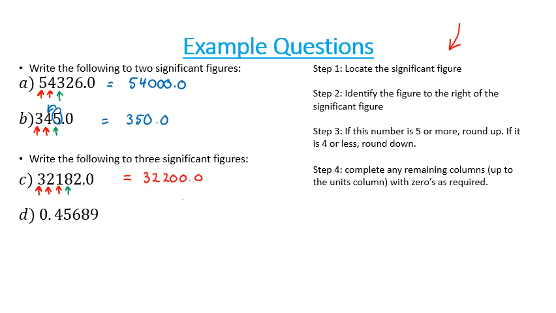Let's try it for our last question. It says, write the following to three significant figures. Let's identify them. Here's our first, here's our second, here's our third, which means that this 8 is our fourth. And again, the 8 will round our third significant figure up. So this becomes 0.457.